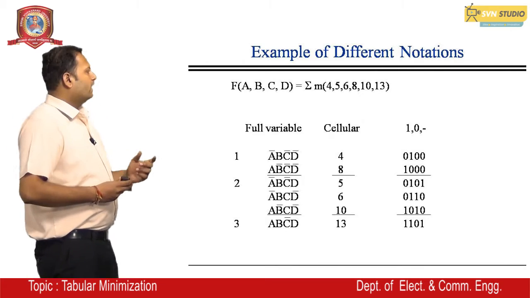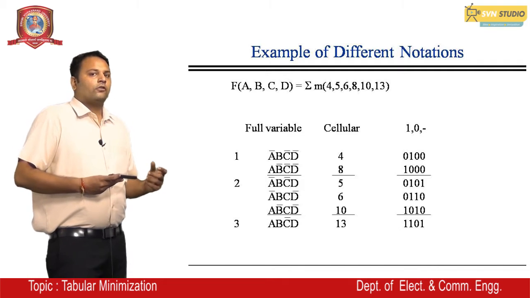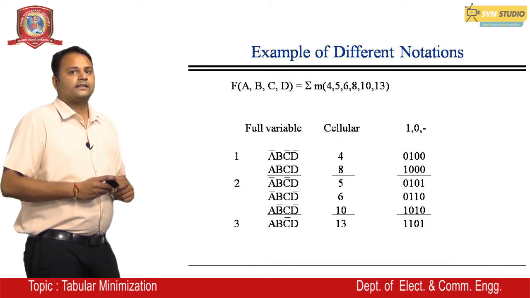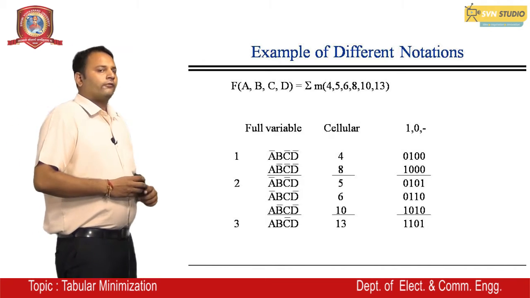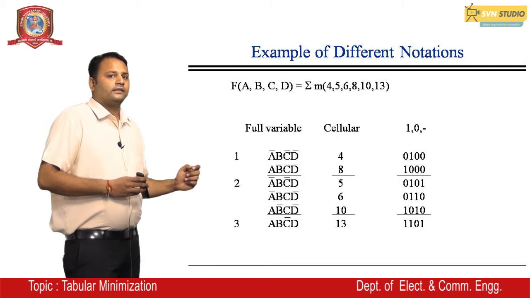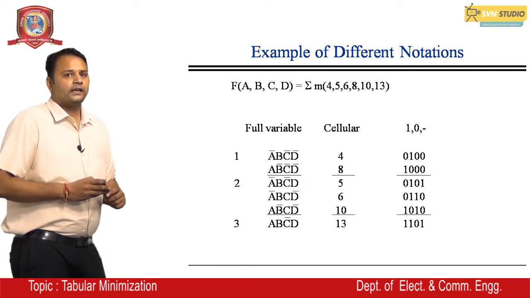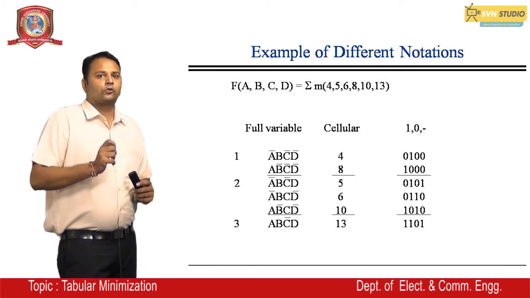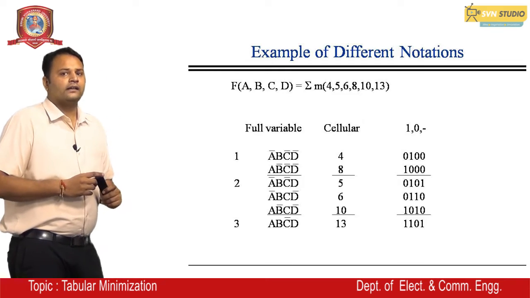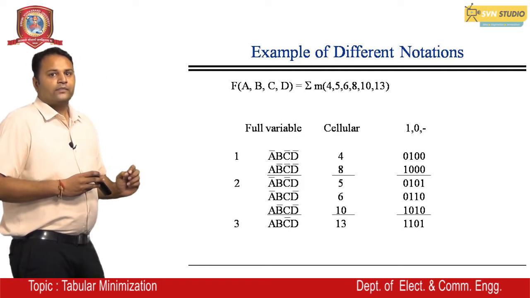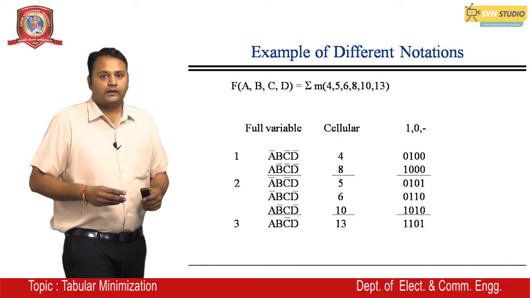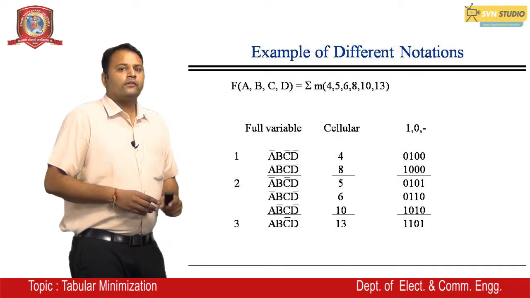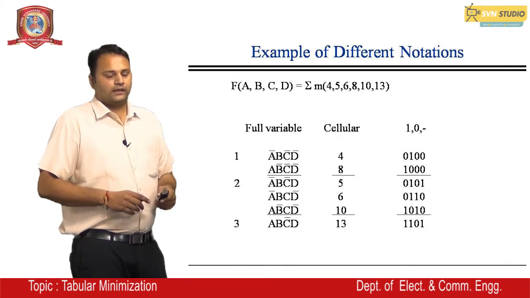If we have a function f(a, b, c, d), the function as a sum of minterms is 4, 5, 6, 8, 10 and 13. You can see the full variable forms 1, 2 and 3. The cellular groups used here: first, 4 and 8 have only a single one in the group. Second, 5, 6 and 10 have two ones in the group. And the third is 13, which has three ones in the group.